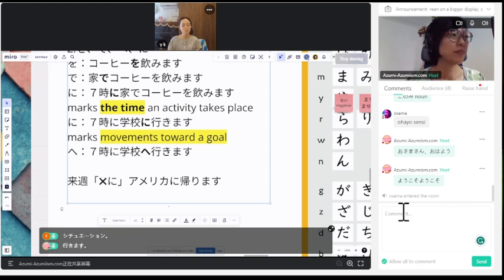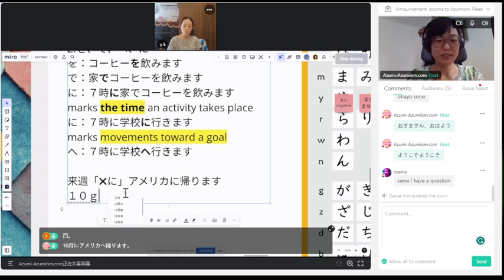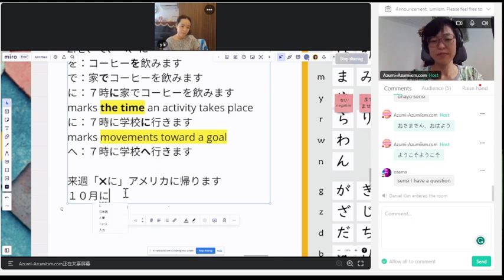Now, this に is in reference to time, which is 10月 or October. This へ is in reference to going to America. Notice, I have に and へ here. 10月にアメリカへ帰ります。Can you use the に particle here? Okay, 10月にアメリカに帰ります。Yes, correct. Why is it okay?